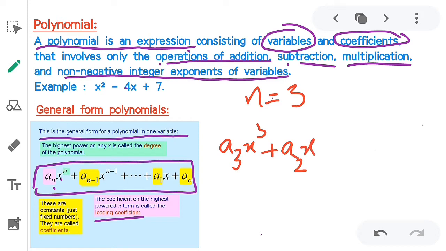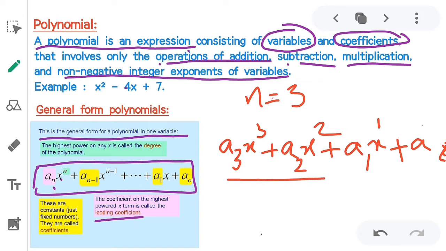x power n minus 1, n means 3, minus 1, 2, plus an minus 2. The next term after n minus 1 will be n minus 2. Okay. That means 3 minus 2, 1, a1, and what is the variable here? x, n minus 2, 3 minus 2, 1, plus a naught. a naught indicates the constant term. Okay. This is the general form of a third degree polynomial. Because the highest degree here is 3, it is a third degree polynomial.